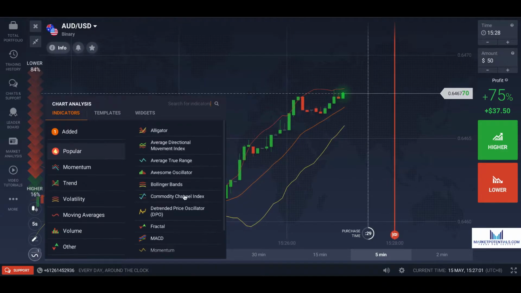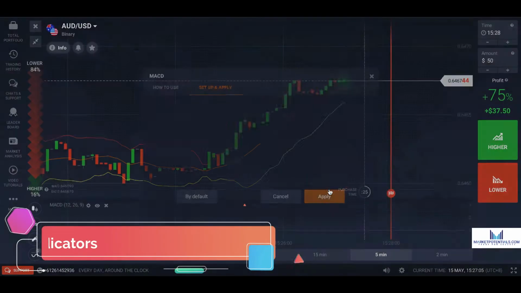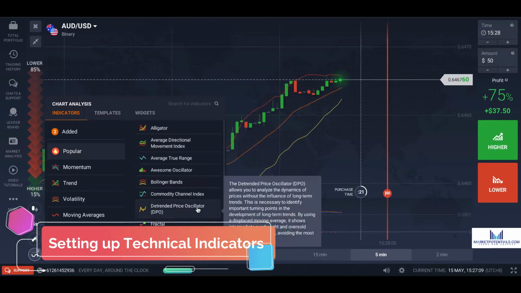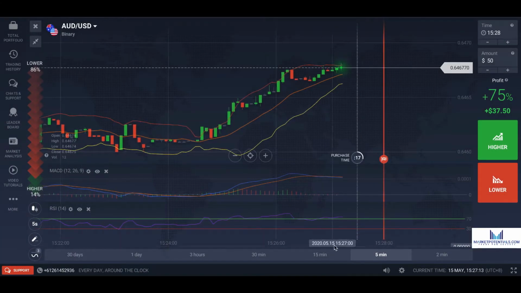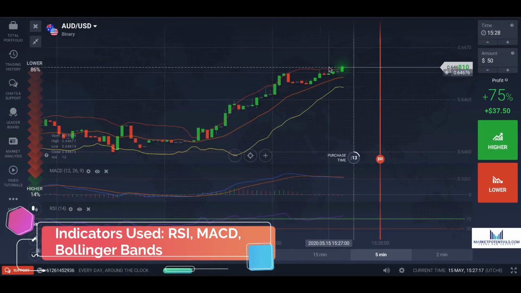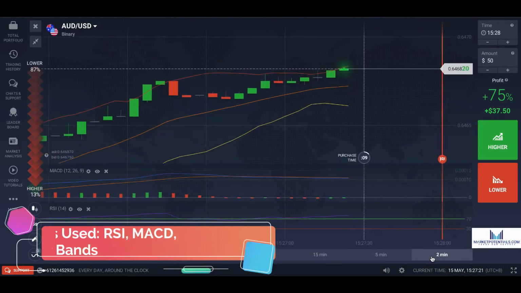So here we go. Let's punch in the indicators. I'll talk to you guys about it in a bit. Just want to set it up in case an opportunity comes. So I've got the RSI, Relative Strength Indicator. I've got the MACD, and I have got my Bollinger Bands, the traditional ones up there.